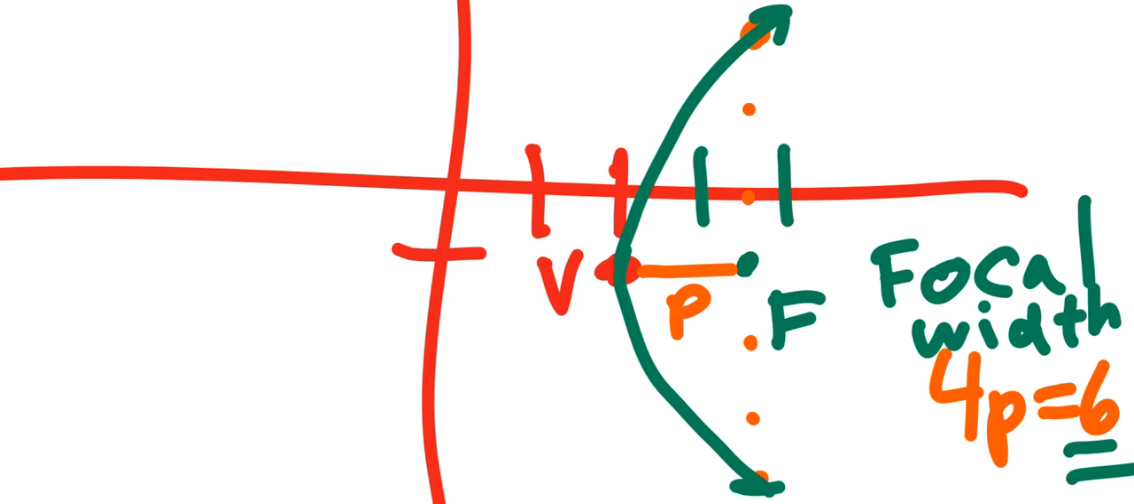What is focal length? I didn't put that in my notes. Focal length is what they call P. That's the focal length. That's the distance from the vertex to the focus.